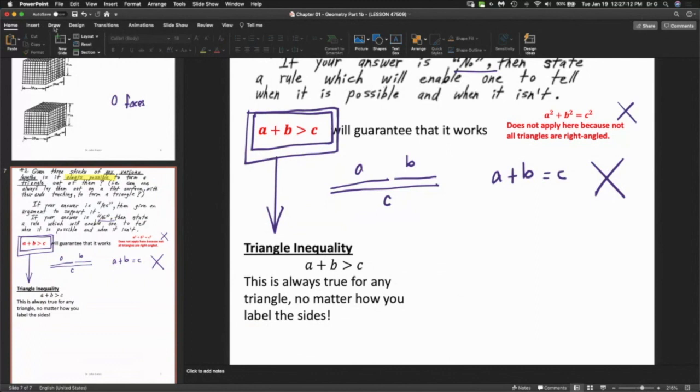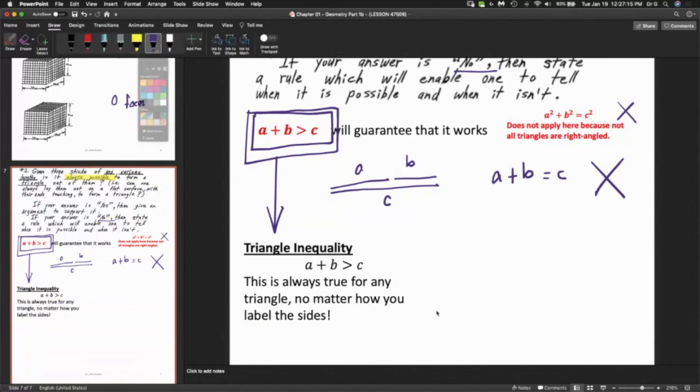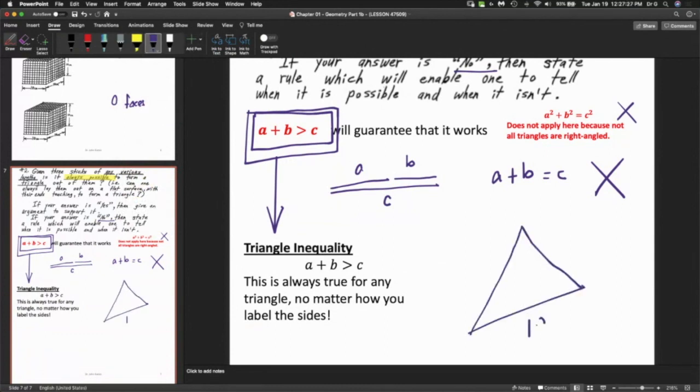So let's take an example here that works. So here's a triangle. Let's say this is 10, and this is, I want to make the numbers different. This is 11, and this is 7. No, it doesn't matter which is the longer piece. It's true for any of the letters. It doesn't matter which way you label it. It's true for all arrangements.